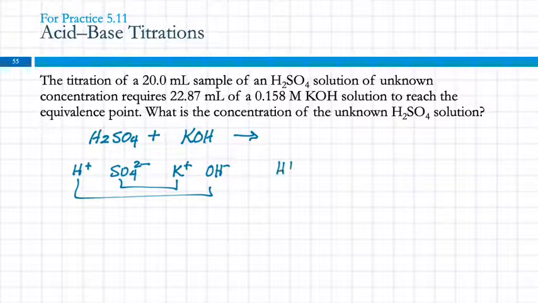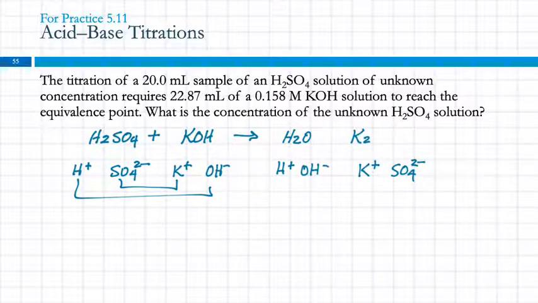And then we're going to swap partners and put them back together. H plus and OH minus. Oops. That's water. And then my other 2 are K plus and SO4 2 minus. And so the charges on those ions tell me that this formula is K2SO4. We could write state symbols, but I don't feel like it.